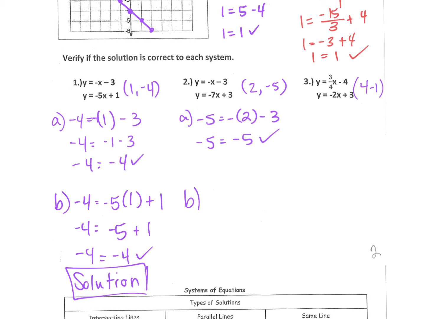So let's try if this is the solution to the second equation. So we have -5 equals -7 times our x of 2, plus 3. -7 times 2 gives us -14, plus 3. -14 plus 3 gives us -11, and -5. As -11 does not equal -5, this is not a solution to this system. It's a solution to the first equation, but not the second one.